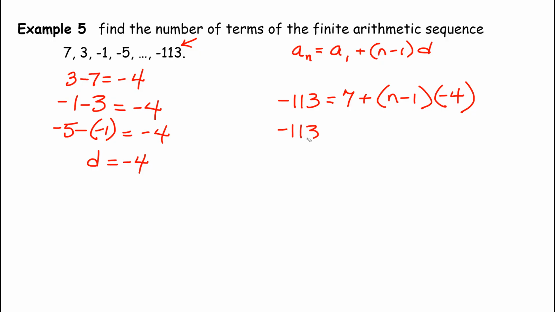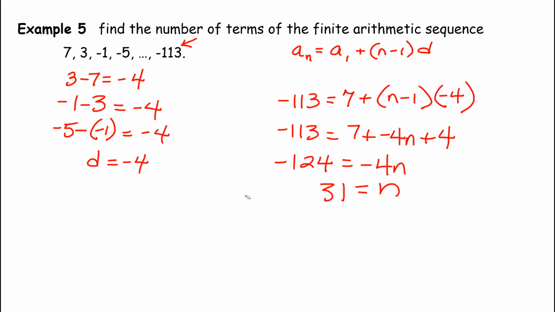So -113 is equal to 7 plus -4n plus 4. And if we subtract 11 on both sides, we'll have -124 is equal to -4n. So n is going to be 31. And so that means that there are 31 terms in this sequence.